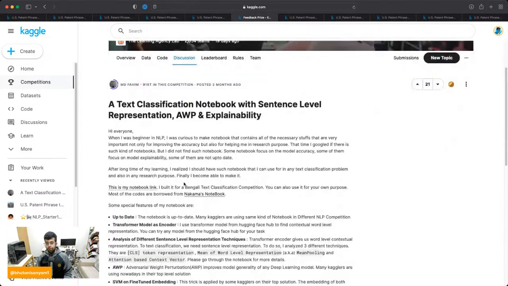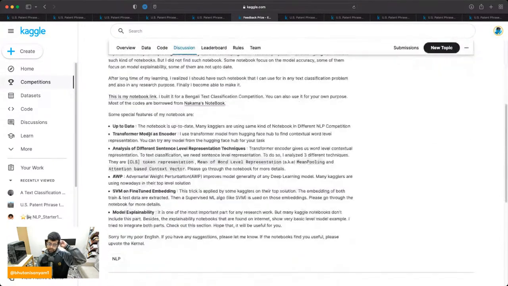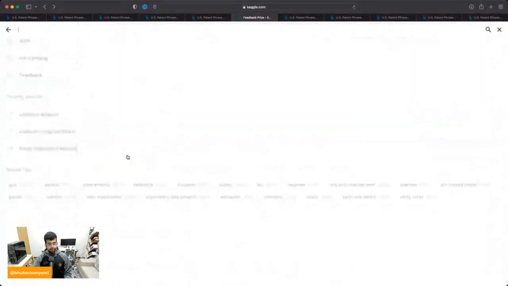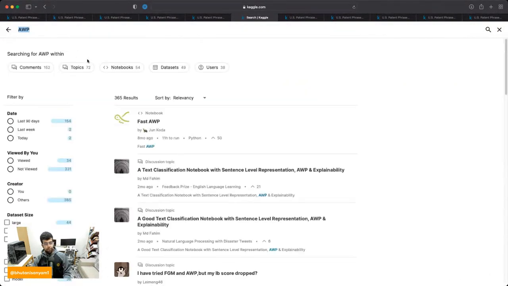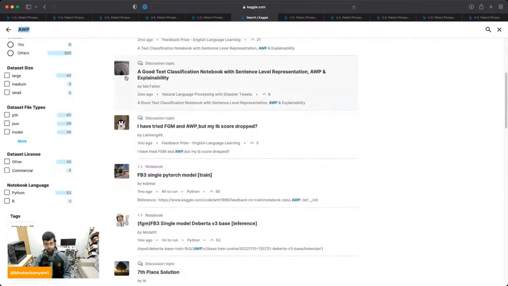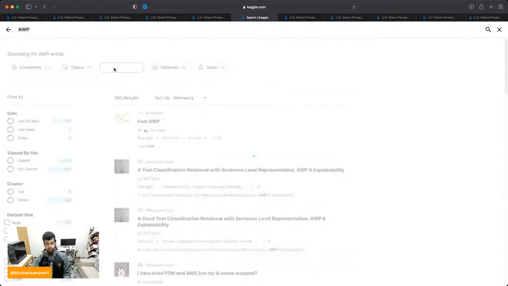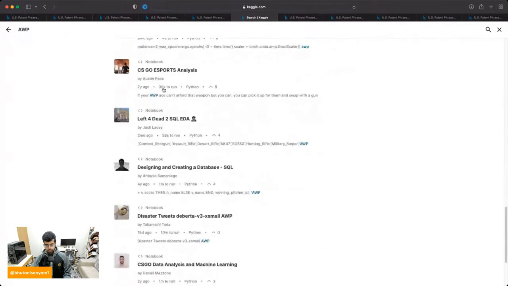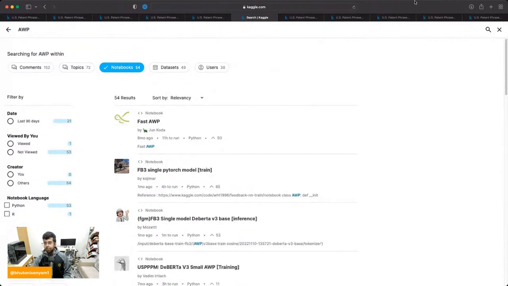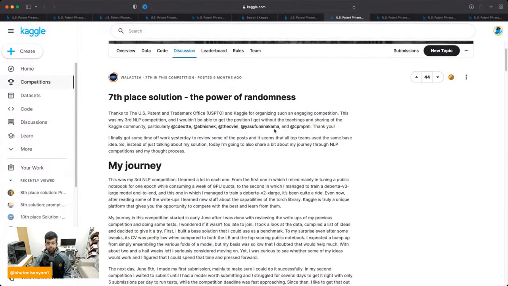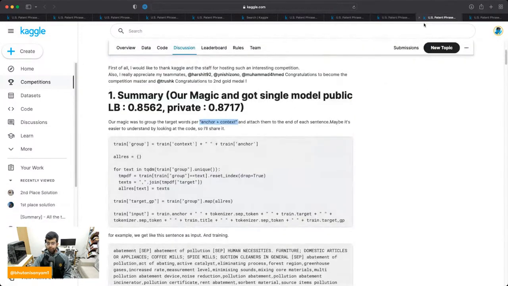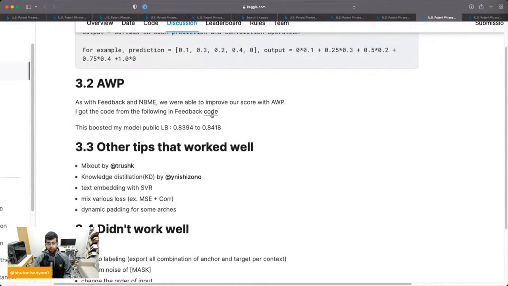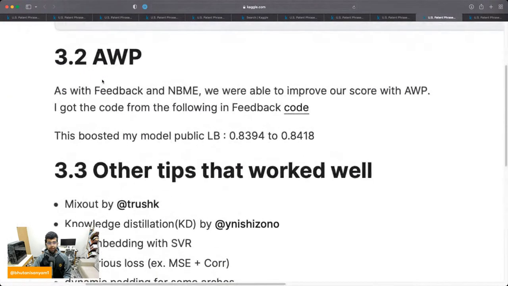I think this was a cool notebook. Or there was a discussion by Chris, if I remember correctly, mentioning that. No, this wasn't it. Let's see if I can find that real quick. I don't seem to be able to find that. I think the 10th place had shared some code that was helpful. Let's see if I can use that real quick. So they point you to some code, but I'll give the summary for AWP or FGM.